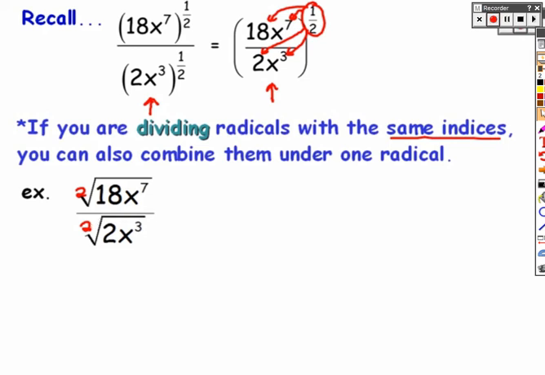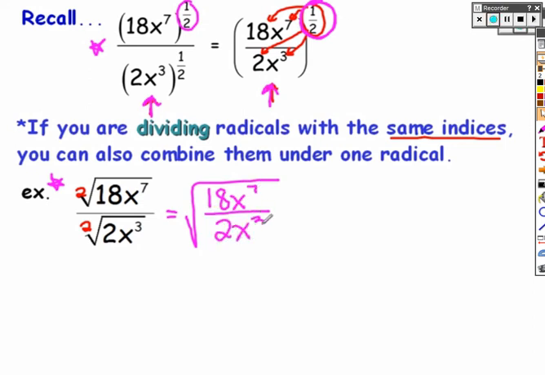So up top, on the top of the page, this is really like the square root. That's saying the same thing as this. So this is equivalent to what I have on the right side of the equal sign. Then I should be able to combine these under one radical and say, I'm taking the square root of 18x to the 7th over 2 times x to the 3rd. This is a perfectly legal step as long as your index is the same.